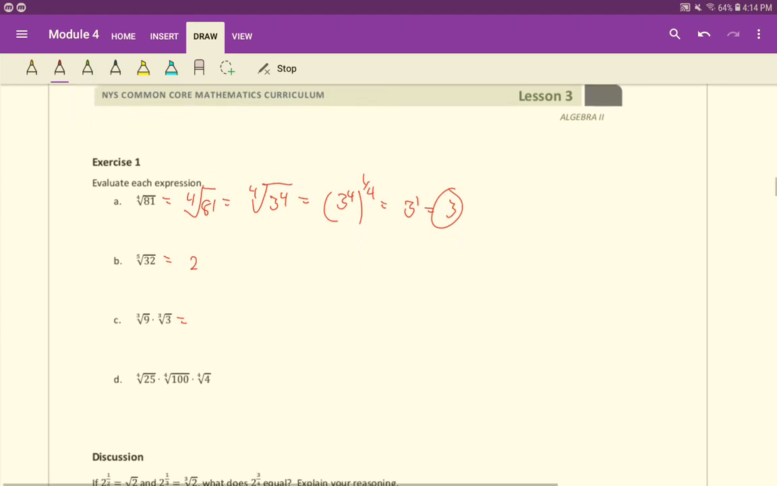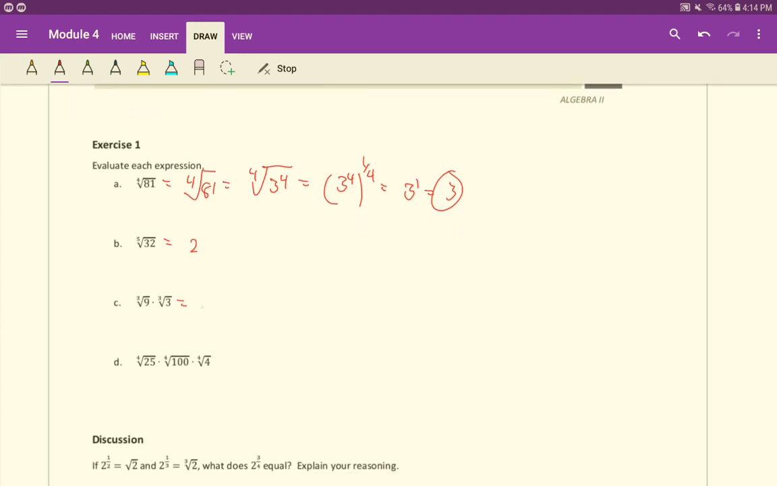Okay, the 5th root of 32 is 2. Okay, the cube root of 9 times the cube root of 3. Well, we can't really easily take the cube root of 9, right? 9 is not a perfect cube, nor is 3 a perfect cube. But what we can do is use our properties here and say, okay, this is the same as the cube root of 9 times 3, which is the cube root of 27. And 27 is a perfect cube. Okay, so 27 is 3 cubed, which means we would just get 3 here as well.